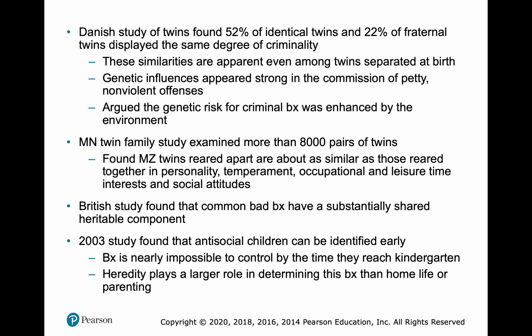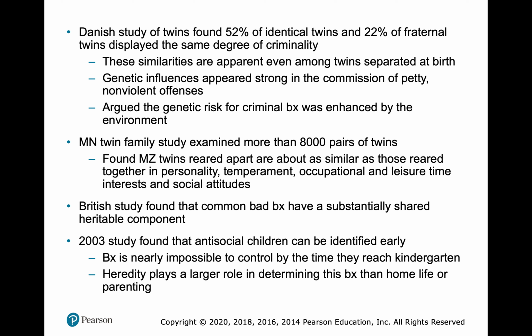Now, a Danish study of twins found that 52% of identical twins and 22% of fraternal twins displayed the same degree of criminality. And this was apparent even amongst twins separated at birth. Now, this genetic influence appeared strongest in the commission of petty nonviolent offenses. But basically, they're arguing here that the genetic risk for criminal behavior is enhanced by the environment. Now, a Minnesota twin family study looked at more than 8,000 pairs of twins, and they found that monozygotic twins, identical twins, reared apart, are about as similar as those reared together in terms of personality, temperament, occupational and leisure time interests, and social attitudes.